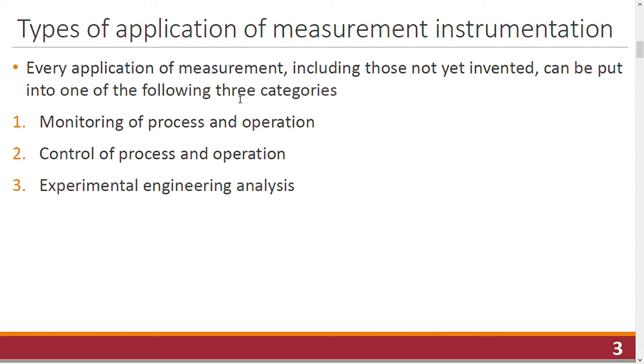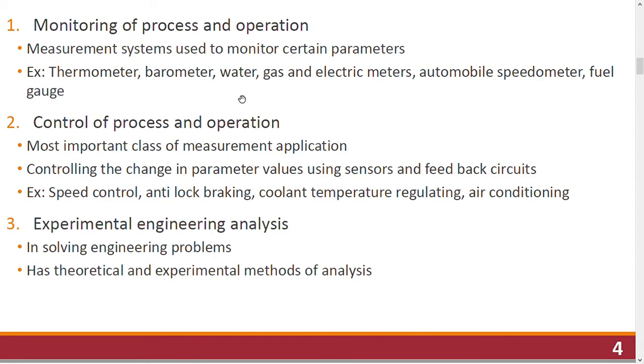Now say some instruments are just for monitoring the parameter. Example, your thermometer. In a thermometer, the temperature will be measured and it will be displayed. But this temperature is not controlled in a thermometer. So this thermometer is just for monitoring operations. Such types of measurement systems are classified as monitoring operation systems, that is, measurement systems used for monitoring.